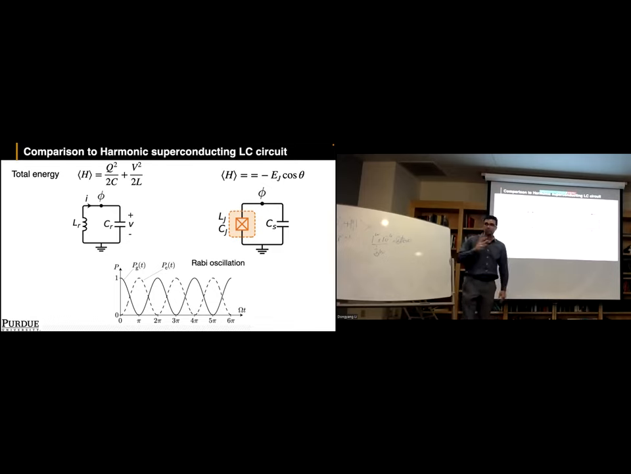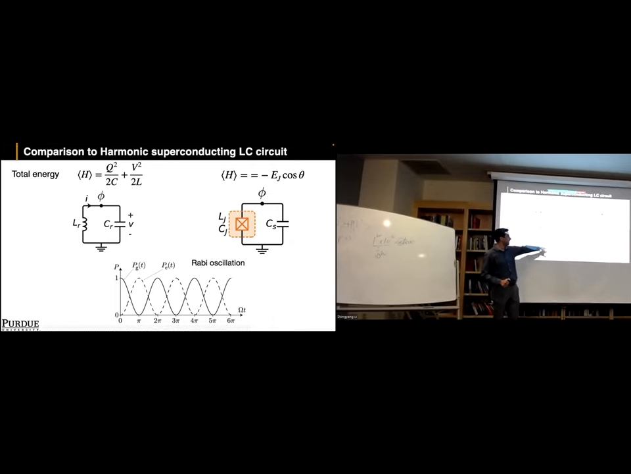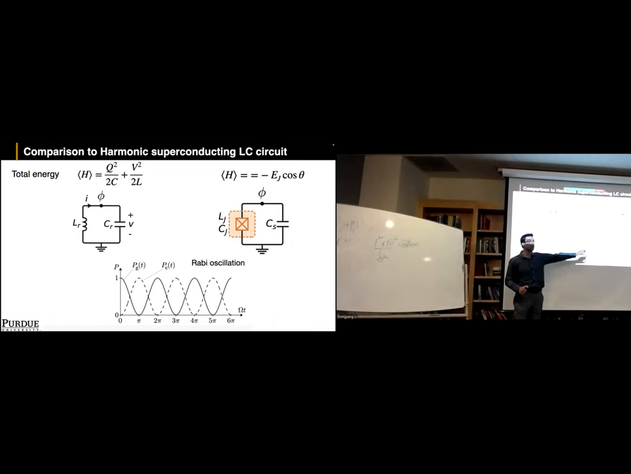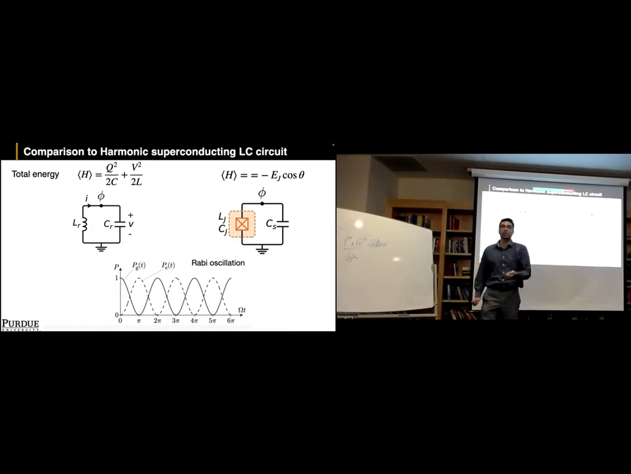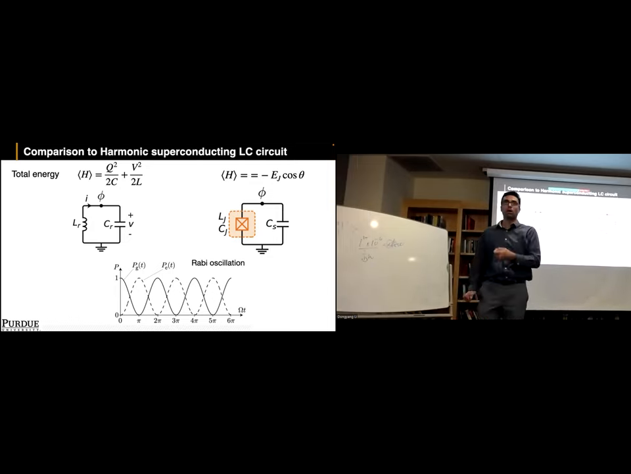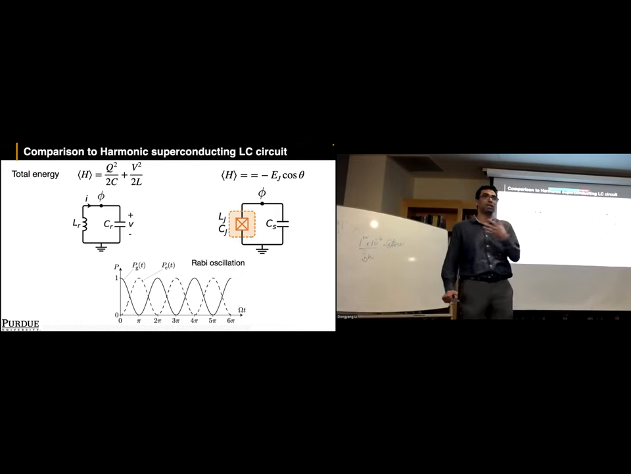Good. So that's basically in one slide, I told you what is superposition, what is a qubit, what is the oscillation. This kind of oscillation, when you go to a single particle limit or single electron limit, is called Rabi oscillation. You see that kind of oscillation or that kind of name in many quantum mechanical systems.